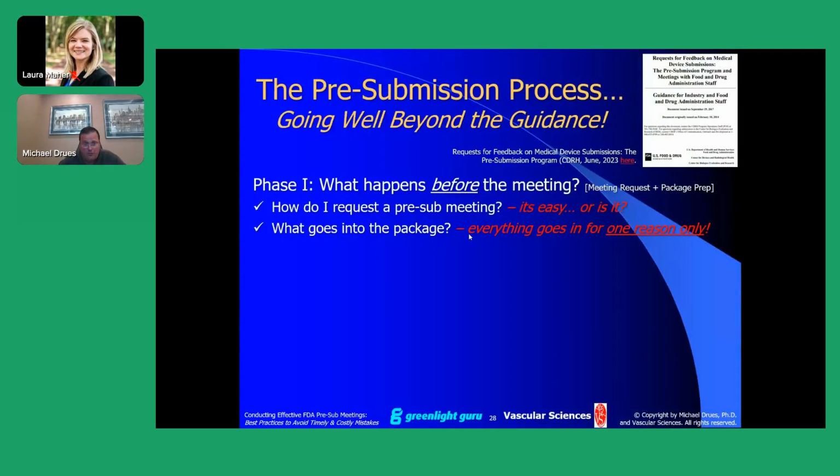This is when you prepare the pre-sub package, and everything that goes into your pre-sub package, every sentence, every word, every character, every punctuation mark, should be put in there for one reason and one reason only. And that is to help FDA come to the answer to the question that you want them to come to.